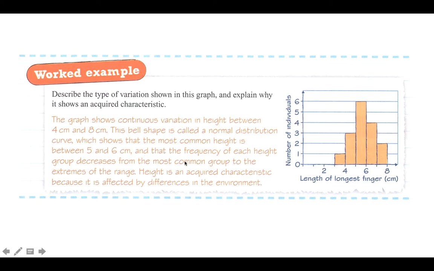So the answer is said, the graph shows continuous variation in height between 4 and 8 centimeters. This bell shape is called a normal distribution curve, which shows that the most common height is between 5 and 6 centimeters, and that the frequency of each height group decreases from the most common to the extremes of the range. Height is an acquired characteristic because it is affected by differences in the environment.